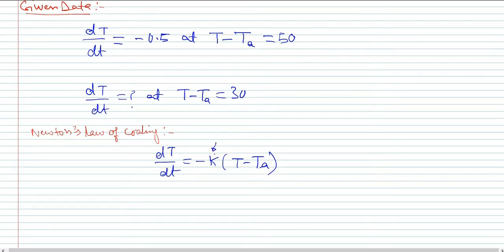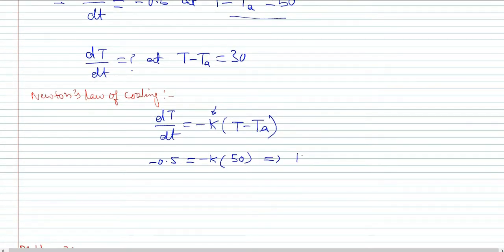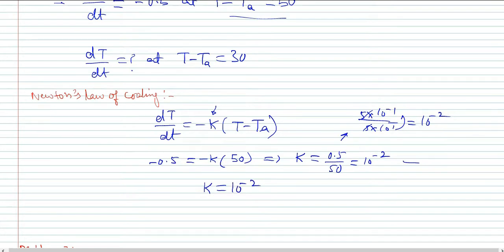So let's first find the k, and to find the k we will use the data given. Here it is, dT by dt is minus 0.5, all right, is equal to minus k times T minus TA, which is 50, right? So I will write 50 here. So what is the value of k? K is 0.5 divided by 50, right? This is going to be 10 to the power minus 2. When you simplify this, it is going to be 5 into 10 to the power minus 1 divided by 5 into 10 to the power 1, right? This 5 and 5 cancel. The 10 to the power 1 will go up and change into negative. So minus 1 and minus 1 will be minus 2. So k is 10 to the power minus 2.